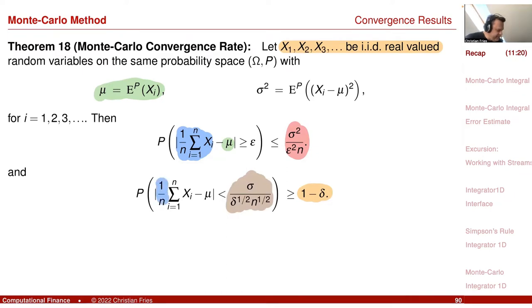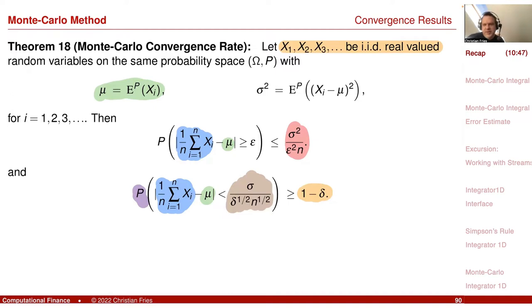So the difference of our approximation and the expectation is, with this given probability, smaller than sigma divided by square root of delta divided by square root of n. And you see we have a convergence order of 1 divided by square root of n. A bit disappointing, this holds in probability. So it could be that on some omegas, if you take an omega, we miss this.